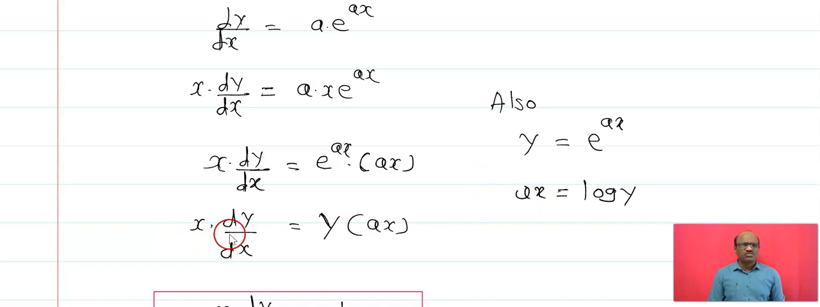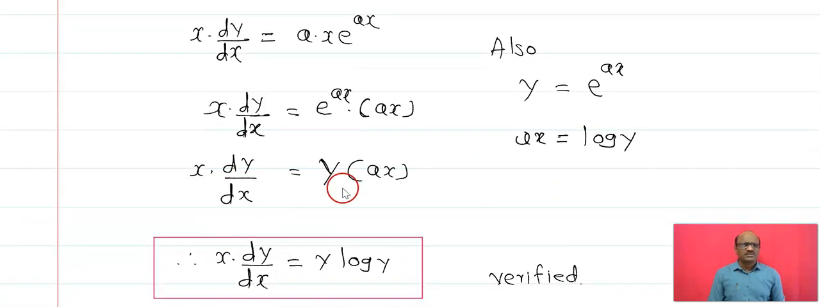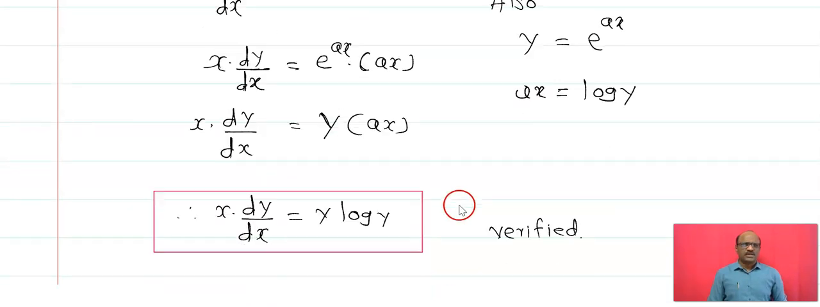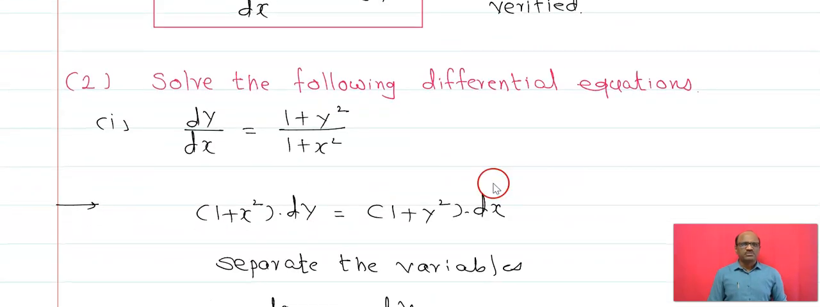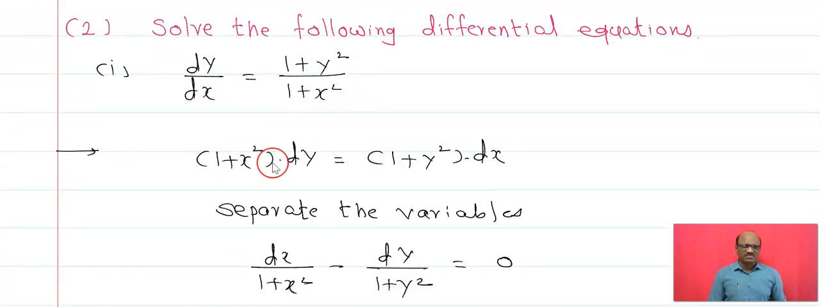And therefore x into dy by dx is equal to y into log y. And in this way it is verified. Now the question number 2. Solve the differential equation dy by dx is equal to 1 plus y square upon 1 plus x square. Now first of all make the cross multiplication here.